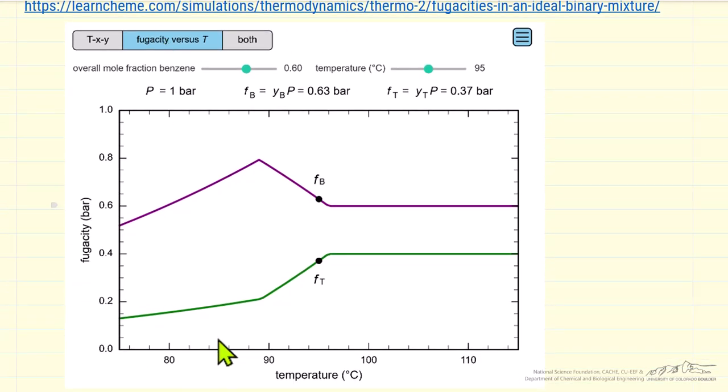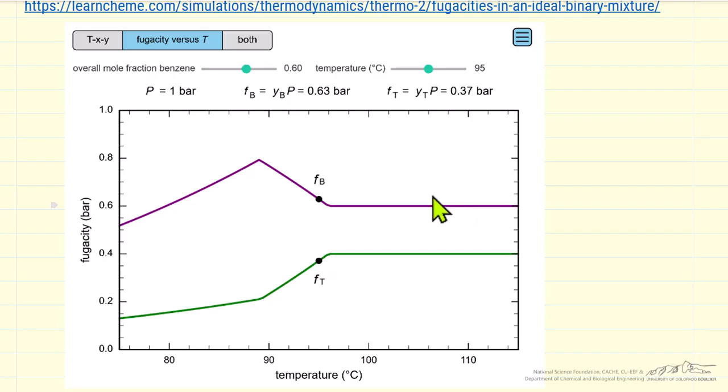Fugacity versus temperature. At the low temperature, we have liquid, and so fugacity is proportional to the mole fraction times the saturation pressure. Saturation pressure is increasing exponentially with temperature, and so the fugacity is increasing exponentially.